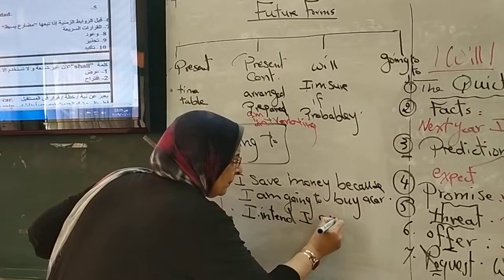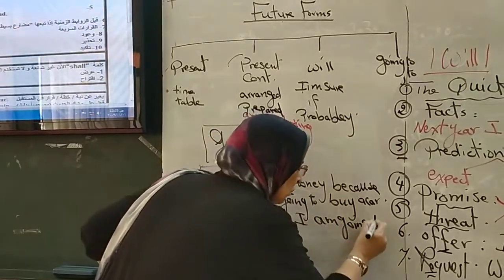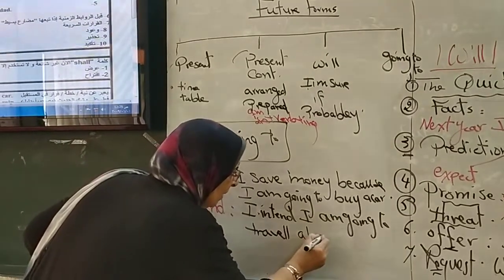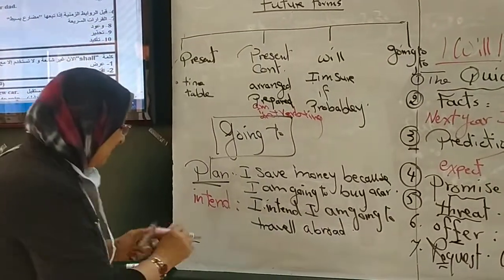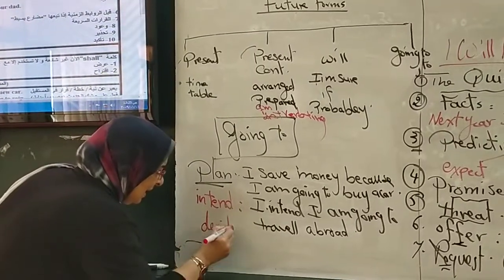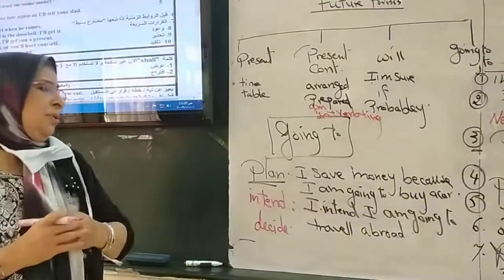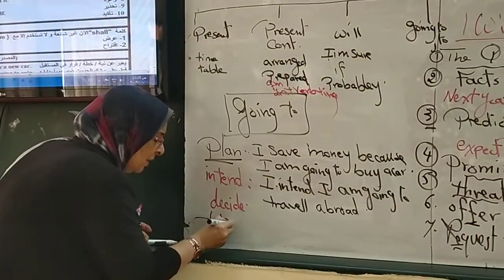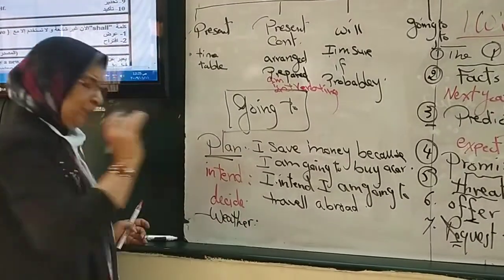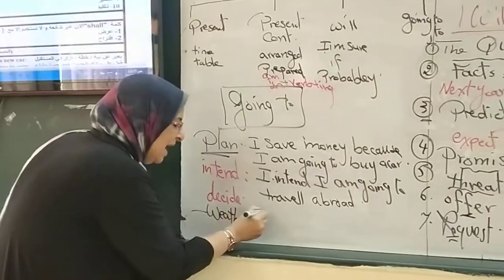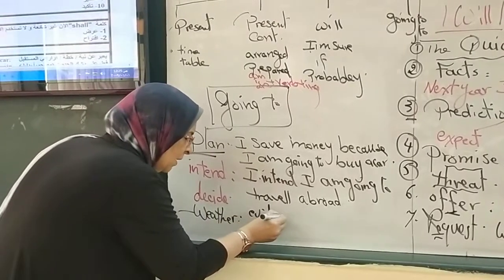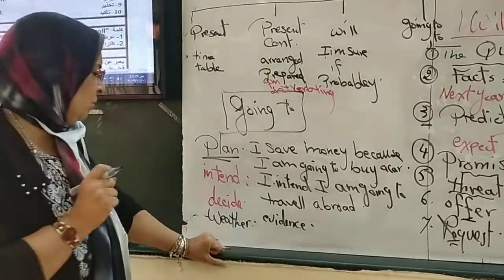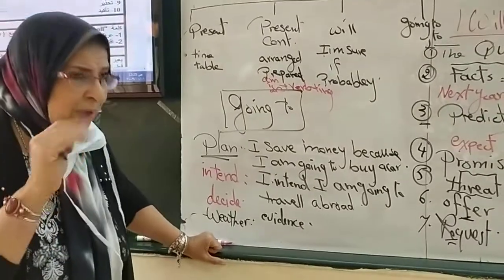I am going to travel abroad. And so on. What else? With the word decide. The last thing I want you to be careful about is the weather. With the weather, you have evidence. You must have evidence. When you are going to go to school, your mother tells you, you have to take your jacket. It is going to rain.